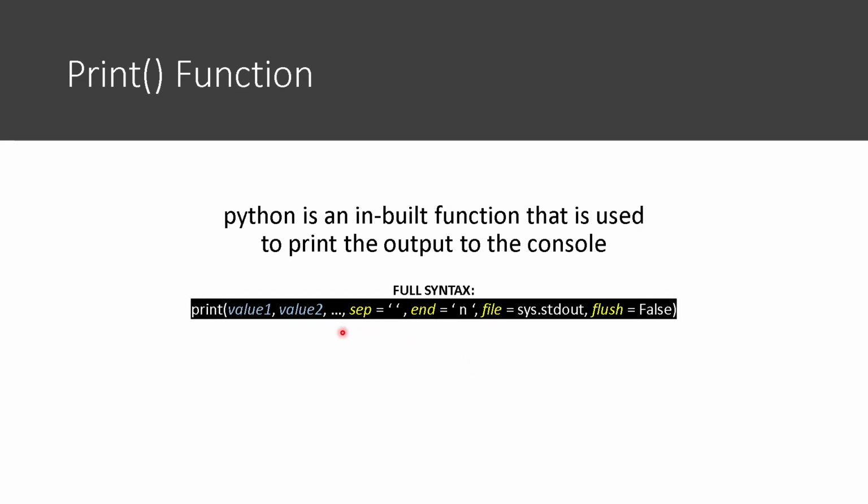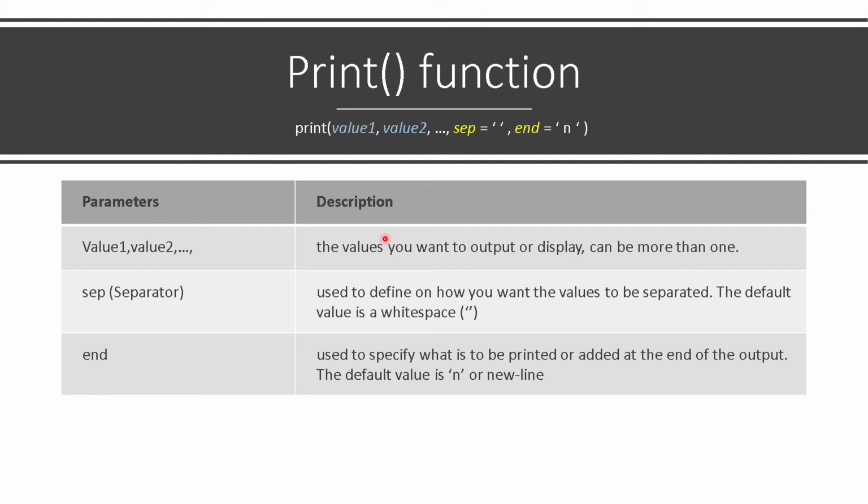So basically, si value 1, value 2, sep, end, file at flush ay mga parameters. So ang parameters ay mga values na pinapasa natin sa function, in this case, kay print. Pag tinignan nyo yung syntax, yung mga naka-highlight na yellow indicates na optional parameter lang siya. So kahit na hindi natin gamitin, ayos lang. For this lesson though, we will only go through values, sep, and end.